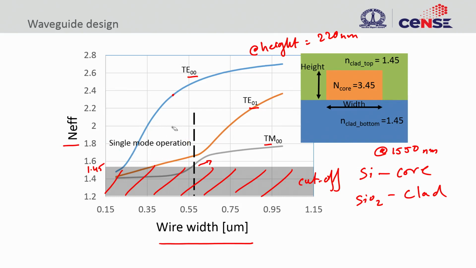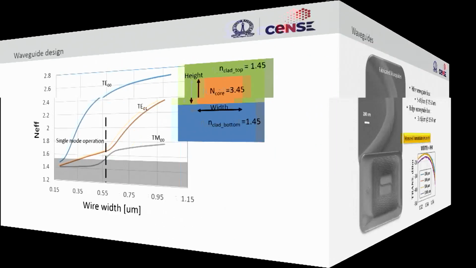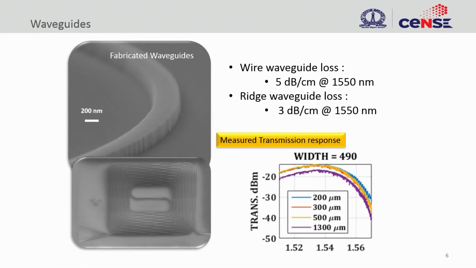So, this region is called the single mode region. We can operate in this particular waveguide width, so you can choose a waveguide width here that is single mode. Once you have this waveguide designed, this is the width that I want, you can go ahead and make these waveguides.